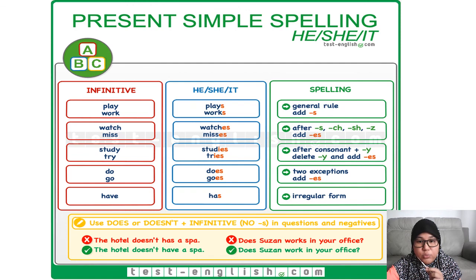Do, you need to put es. It become does. Go also become goes. So you need to put es.